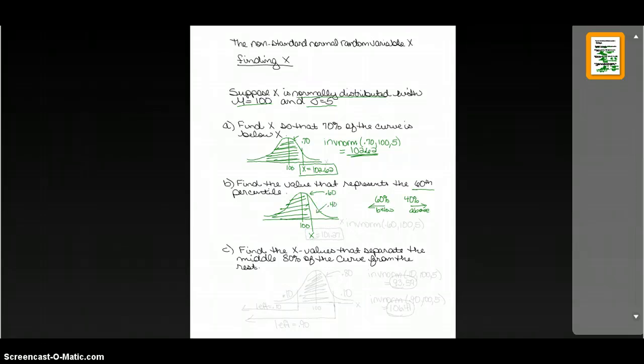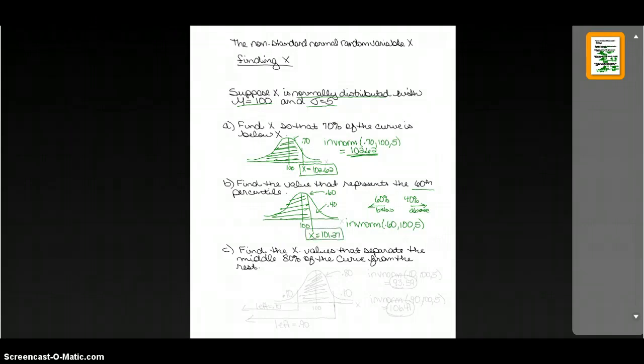We don't need that. We just want the area to the left because we're going to use inverse norm, and it always wants the area to the left and the mean and the standard deviation. So that makes sense. This value is a little bit smaller because it's a little bit closer to the mean. It's 101.27.